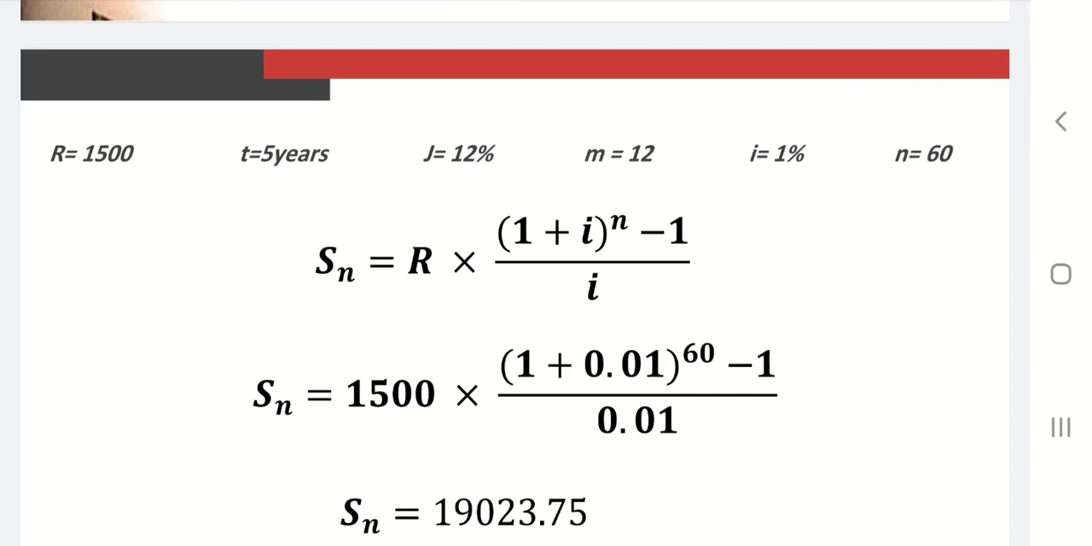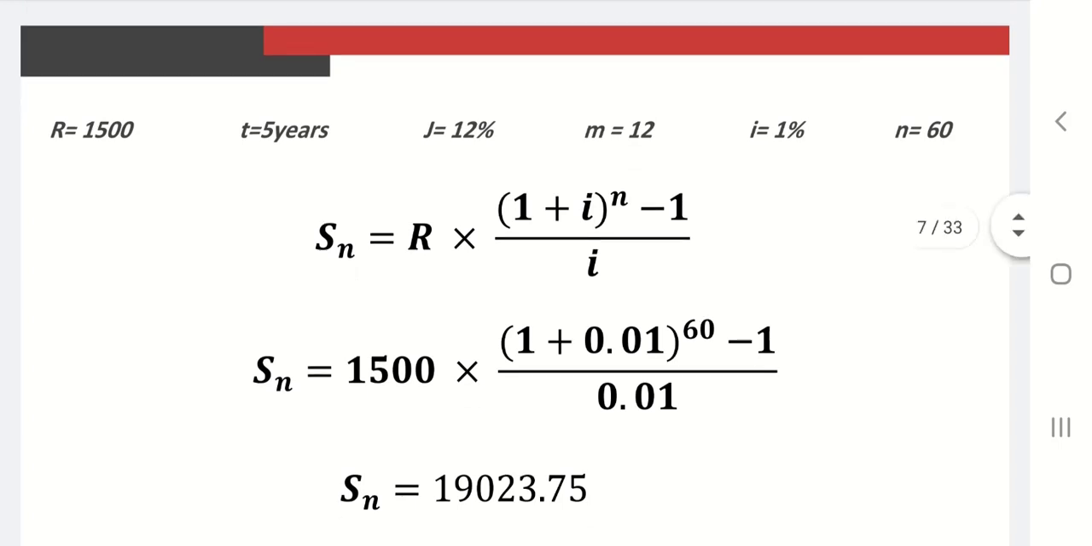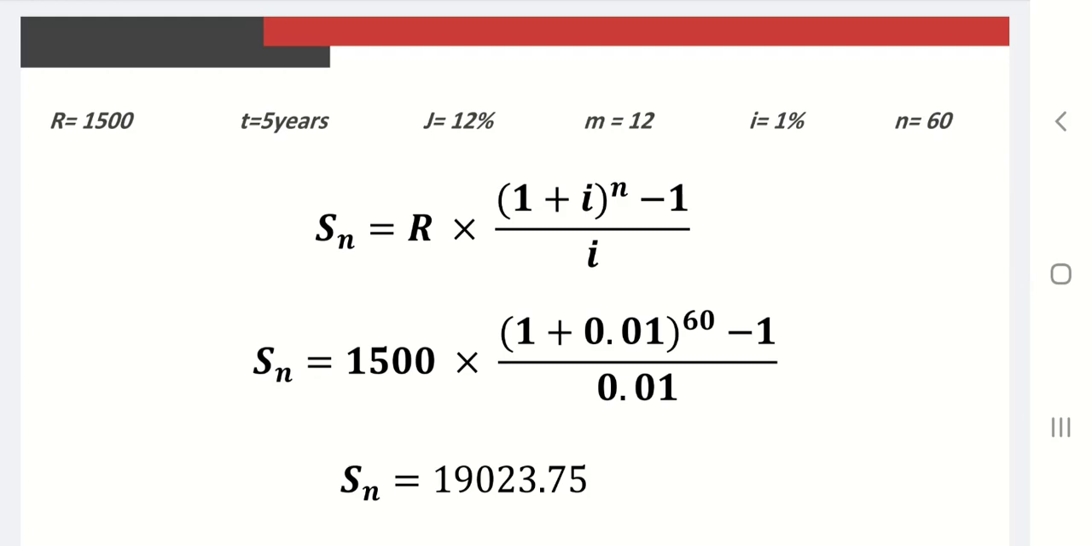By substituting for R equal 1,500, T equal 5 years, J equal 12%, M equal 12, I equal 1%, and N will be equal 60. In a formula, S sub N equal R times 1 plus I to power N minus 1 over I. S sub N will be equal 19,023.75.